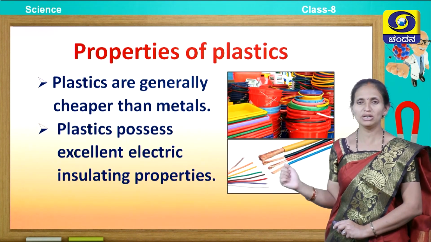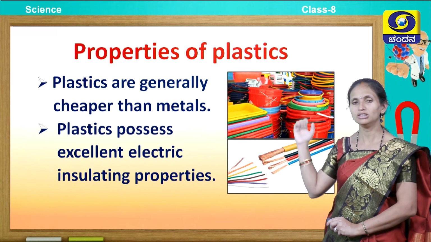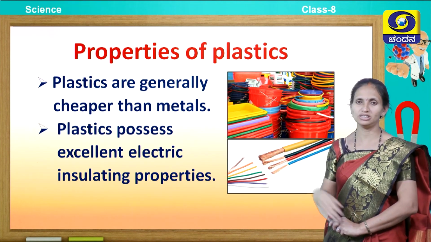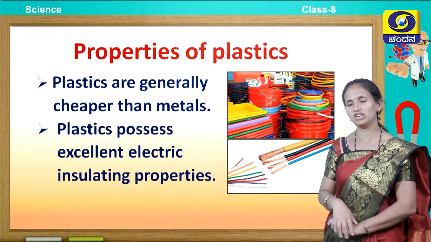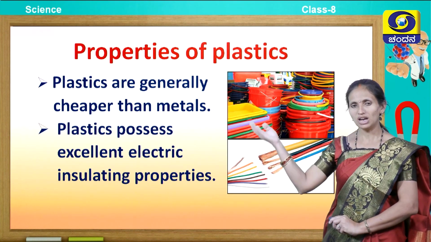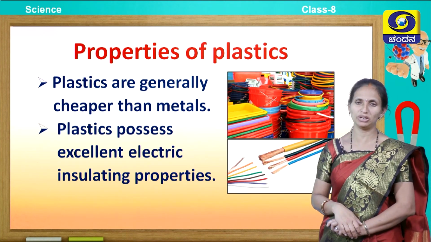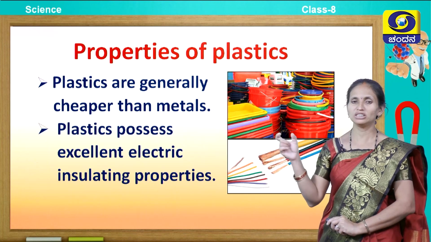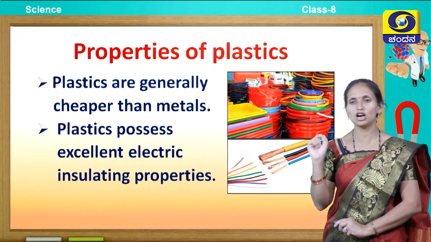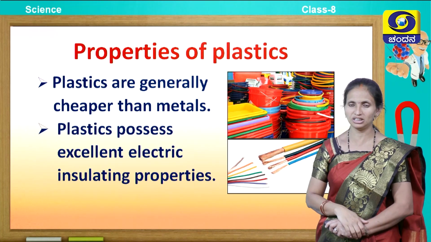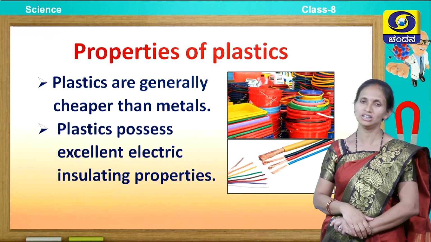Then the other property of plastics is that they are cheaper. Compared to metals, plastics are cheaper and more easily available. Plastic possesses excellent electric insulating property. What does excellent insulating property mean? Plastics are poor conductors of electricity. Because of this property, they act as insulators.